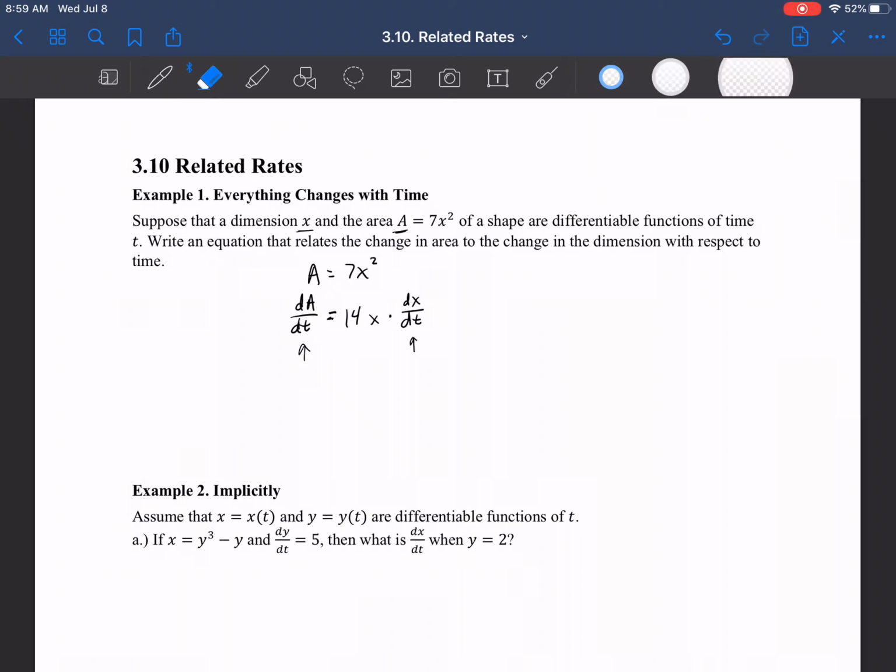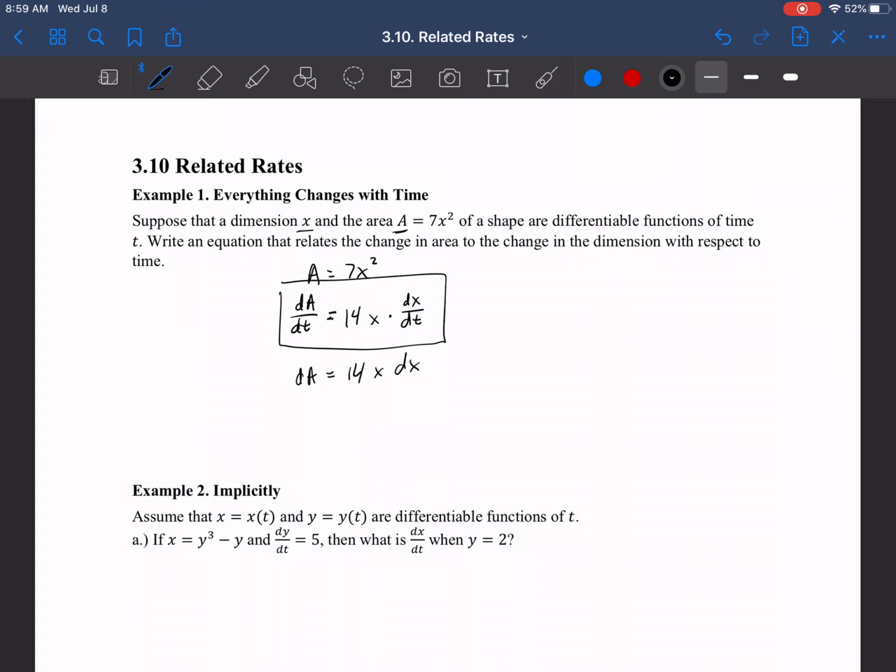The only other way you might come across this written would be if you multiplied both sides by dt and it canceled out the dt, and sometimes you might see it written like this. So just keep in mind those two basically follow right from each other. But anyway, that's the one I'm really looking for here. Okay, so let's look at another example here.